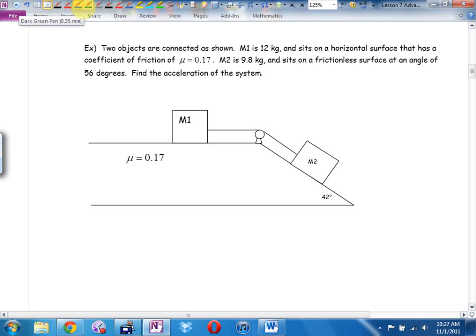Oh, that's a great point. What do you guys want to use? Let's use 42 degrees. Means I stole that diagram from somewhere else and changed it.